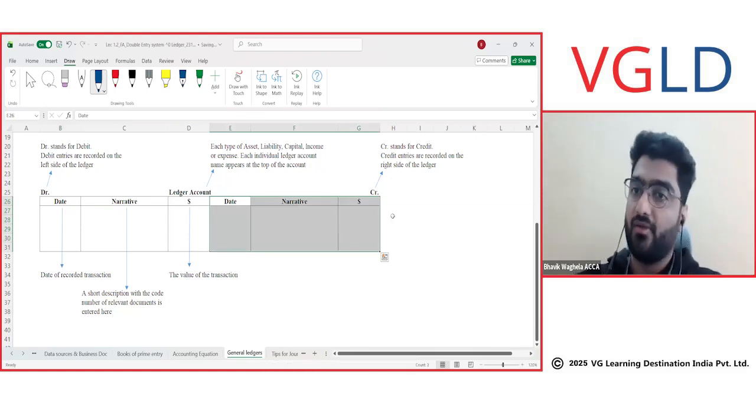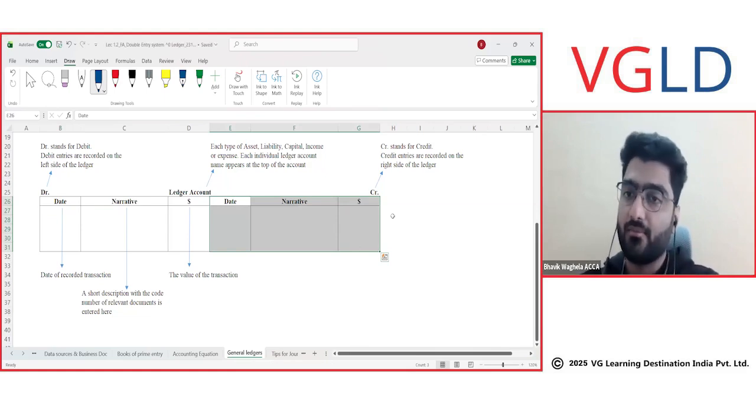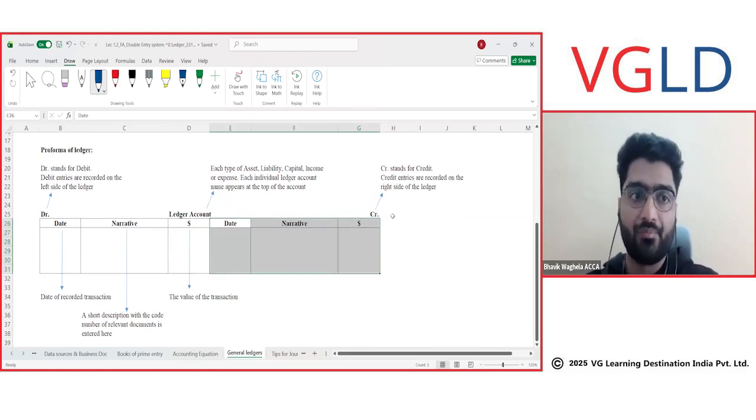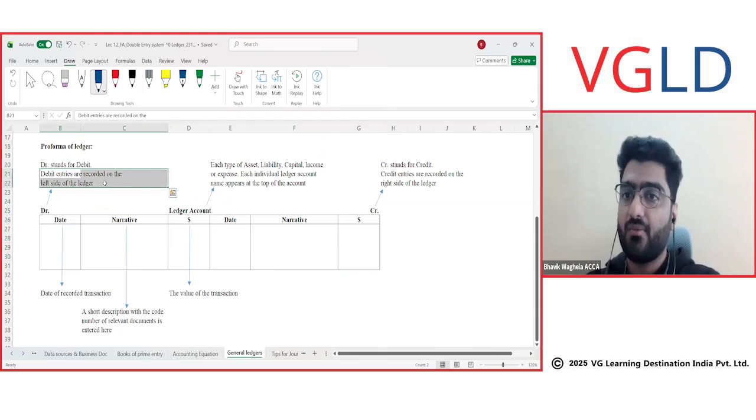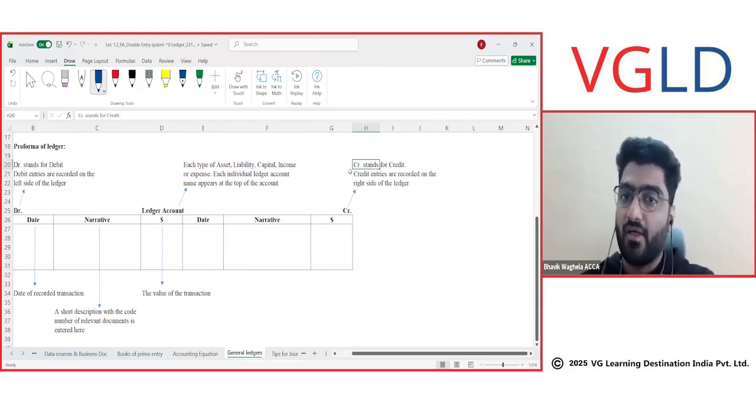Sir, how do we know if it is debited or credited? You get to know. We decide by the journal entry. Journal entry will let us know. So guys, DR stands for debit. Debit entries are recorded on the left side of the ledger. CR stands for credit. Now, credit entries are recorded on the right side of the ledger.